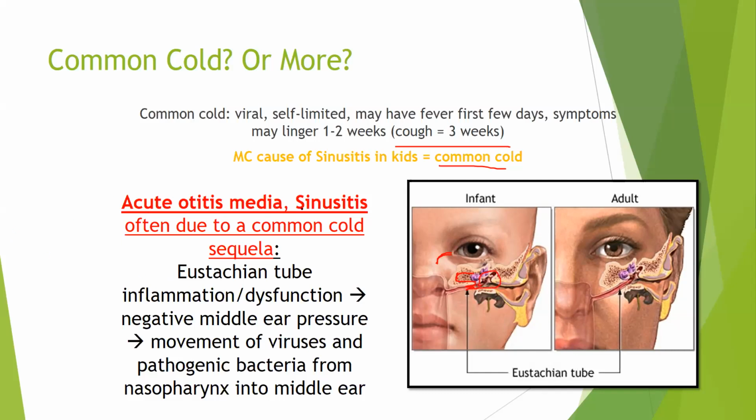So otitis media, sinusitis, often caused by a common cold sequelae, right? So they've got this small eustachian tube, get inflammation, you have eustachian tube dysfunction, so the tube becomes blocked, and then you have a negative pressure that kind of sucks the bacteria into this ear, causing infection. So movement of viruses and pathologic bacteria from the nasopharynx into the middle ear. So they can also come into the ear by that negative pressure. So just something to keep in mind.